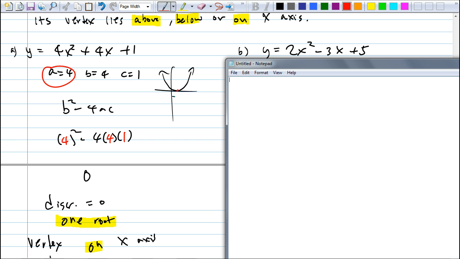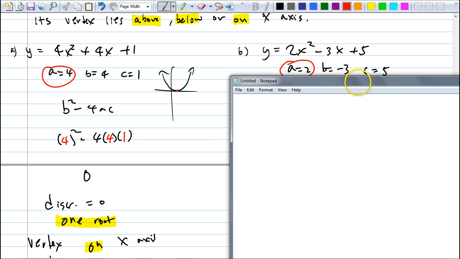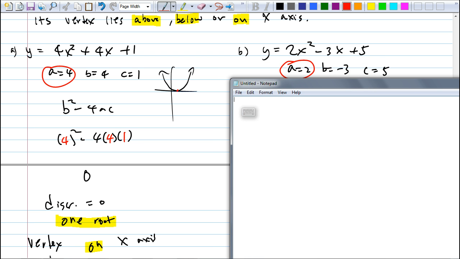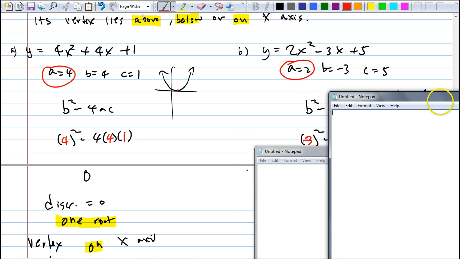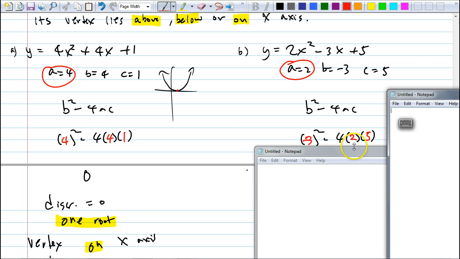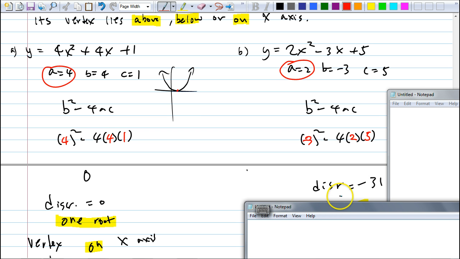Who's got A, B, C for B here? How about Aaron? Yes. Good. Who could tell me again? I circled the A because A is going to tell me whether it be above, below, or on. All right. Who could tell me the discriminant? Bella, what did you get for your discriminant? Negative 31. Is that right? Good.